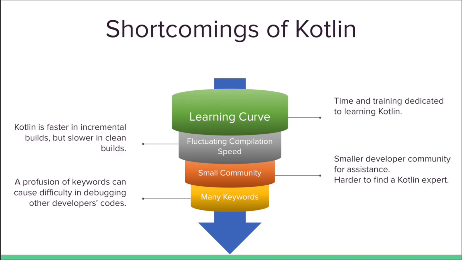Moving on to the community of Kotlin, it has a very small community, and so that means a smaller developer community for assistance. It's basically harder to find a Kotlin expert when you need one. And finally, there are many keywords, and this can cause difficulty in debugging other developers' code if they use a keyword that you are unfamiliar with, and so that would again add time to this process.